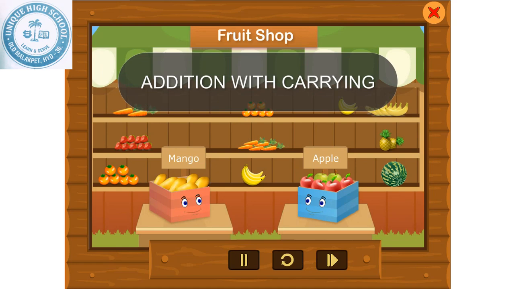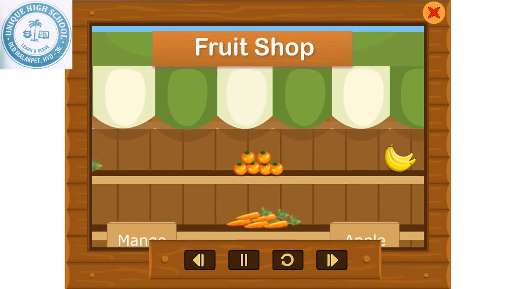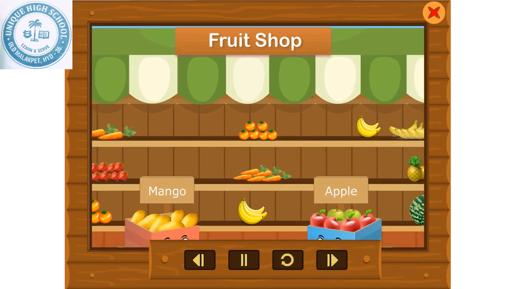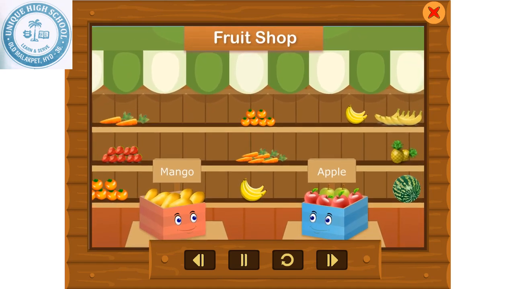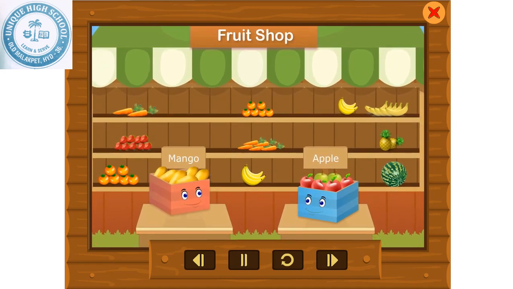Addition with carrying. There is a big fruit shop in the market, in which there are many fruits and fruit boxes. On a bright sunny day, a mango box and an apple box were talking to each other about addition of numbers with carrying. Hey, apple box.